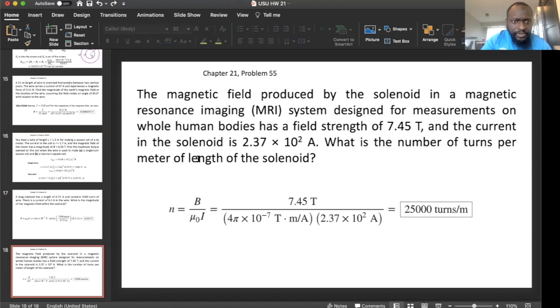And then the last problem, we're asked to find the number of turns per unit length. So it's B over mu naught I, just the opposite of what we did, and pretty straightforward.